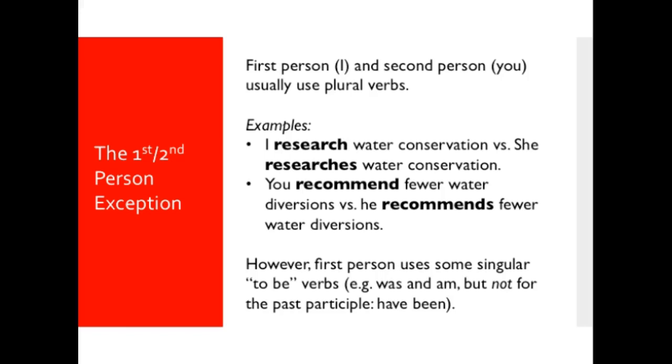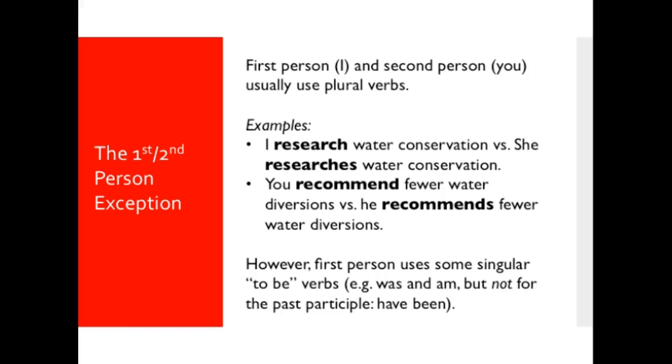And the major exception to that singular noun, singular verb, plural noun, plural verb rule is that first and second person typically use plural verbs. So while we would say, I research water conservation, if we're talking about a third person, she or he, for example, we would say she researches water conservation. And by the same token, if we're using second person, which is you, we would say you recommend fewer water diversions versus he recommends fewer water diversions. So this can be a little bit confusing and something to look out for if you know that you struggle with subject-verb agreement.